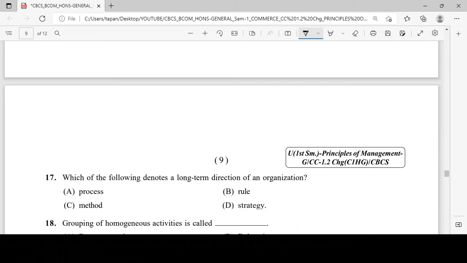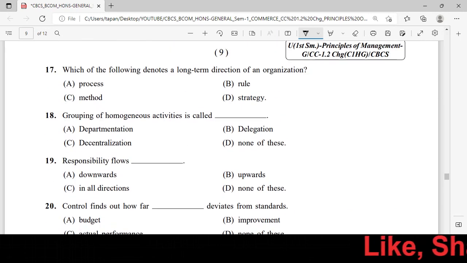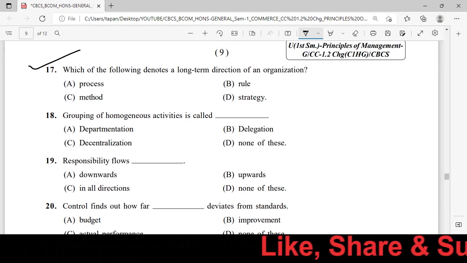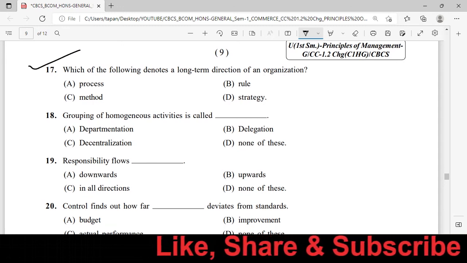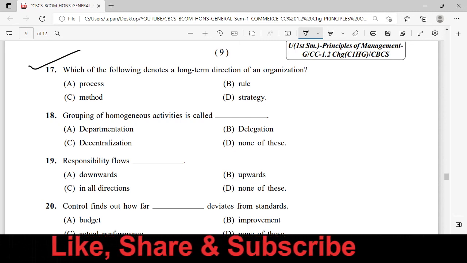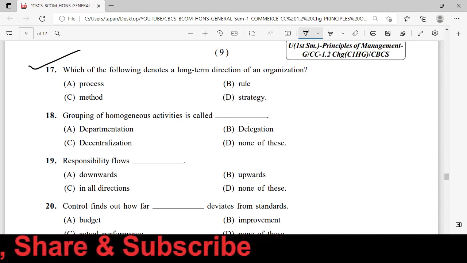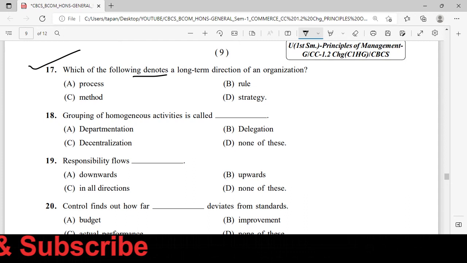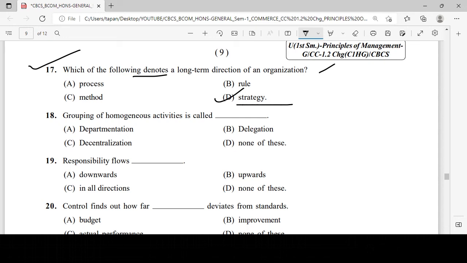Now come to question number 17. Which of the following denotes the long-term direction of an organization? I told you just 1 minute ago, that is strategy. Strategic planning, it is practically for long-term basis.